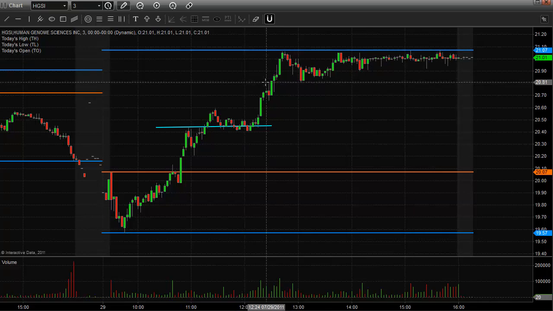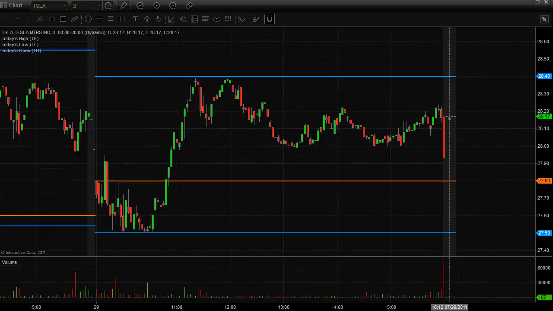Let's take a look at another chart. This is a chart on Tesla Motors, TSLA, also a 3-minute chart. You can see this orange line again represents the open. We had a lot of support after this low was established. We had some support here and here, and it was unable to break, and so prices turned, and you can see that the high of the day was established here.